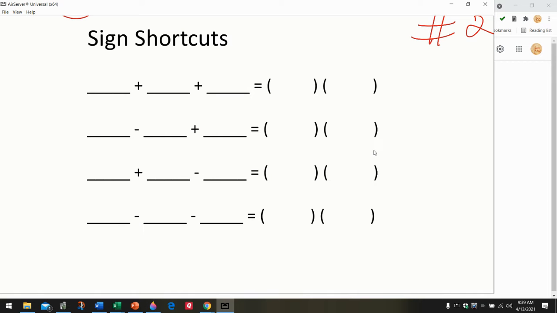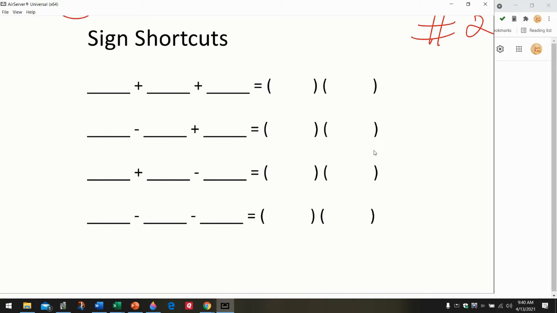So we're going to start with writing down what's called a sign shortcut. This is going to show you what your factors will end up being based on the signs that you have in the quadratic trinomial that you are trying to factor. So you can see I highlighted those signs. Those signs will dictate what signs we end up having over here and here.